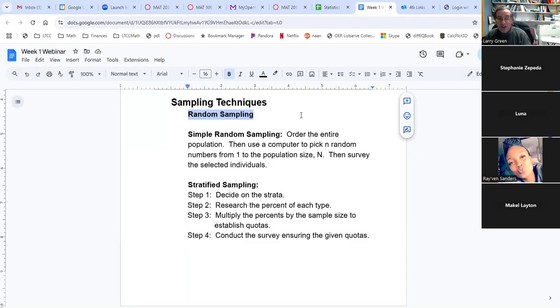Okay, you can do a stratified sample because you can find out the percentage in each kind of group, and then you make sure you establish your quotas. But you can't do a random sample.